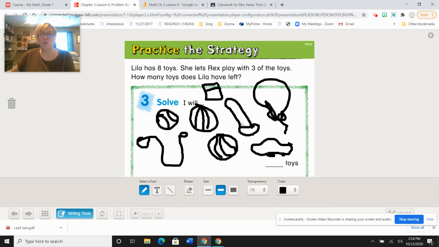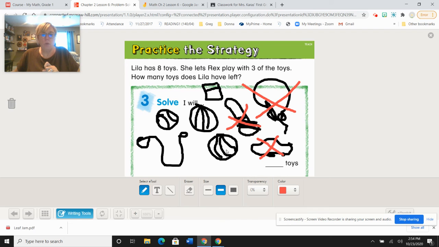Oh, that's right, I got to draw like this thing they hold on to with the bat. Okay, so she let Rex play with 3 of them. So that's what I'm going to X out. 1, 2, and 3. Now we have to figure out how many toys does Lila have left.